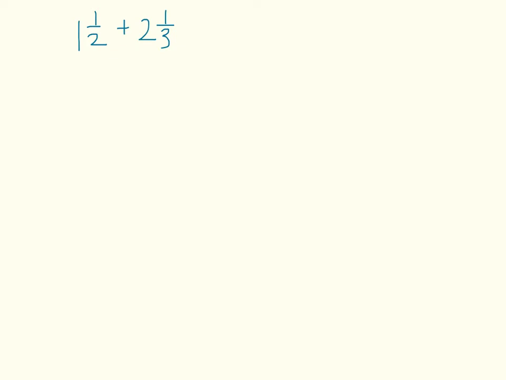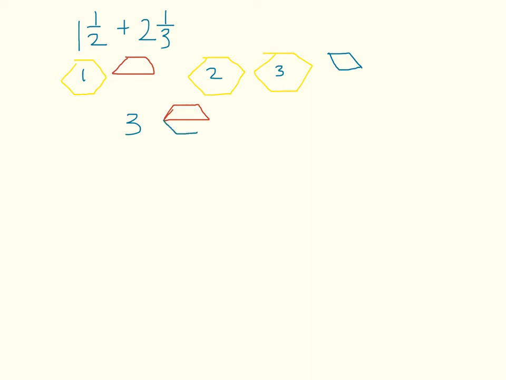Like before, we can do this using pattern blocks. When we look at our picture, we've got 3 whole pattern blocks, and then we have a half pattern block and a third pattern block. Now our pieces are different sizes, so we can't just say that we have 2 pieces. We need to turn this into a common denominator. And we can replace both of these by the green pattern blocks.